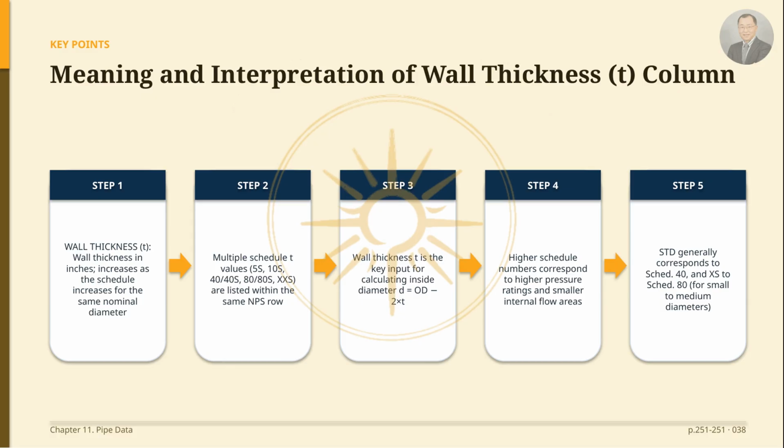For example, even for the same nominal diameter, the T value for 80S is set larger than for 10S. This serves as a key input value when calculating the inside diameter, D, by subtracting 2 times T from the outside diameter. As the schedule number increases, the pressure rating rises, but the internal flow area narrows, so it is important to select the value that fits your design conditions. For the remaining detailed figures, engineers should first check the nominal diameter and schedule number during actual design, and then find and apply the corresponding T value.